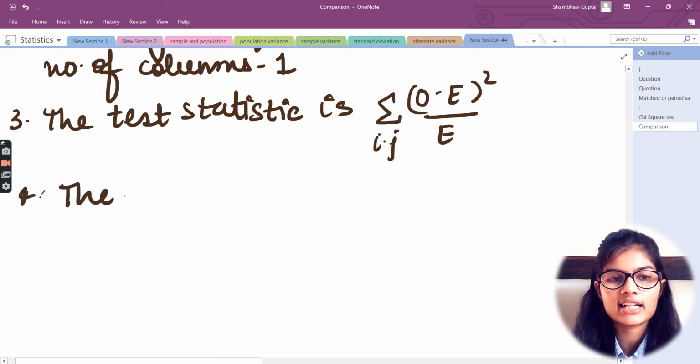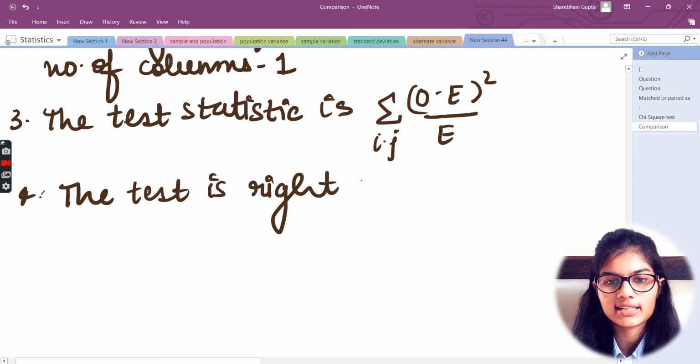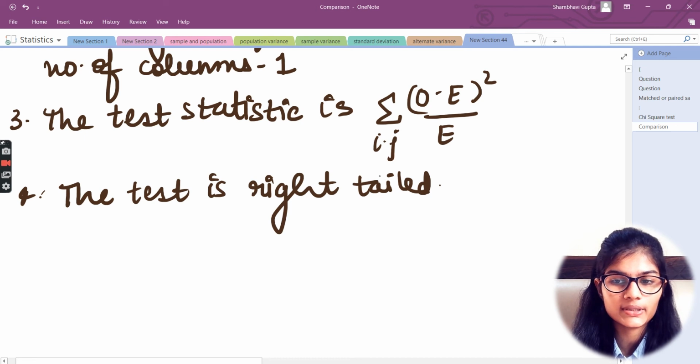Okay, let's move to the fourth point. So this test is, as well, right tailed. Yeah, this is about this particular test as well, that this test is right tailed.